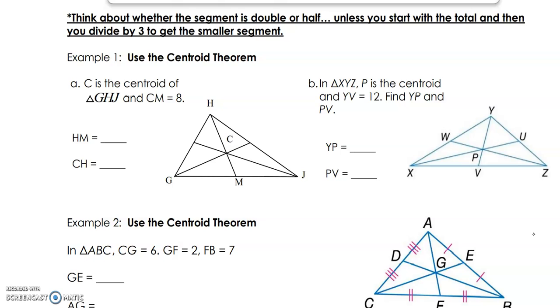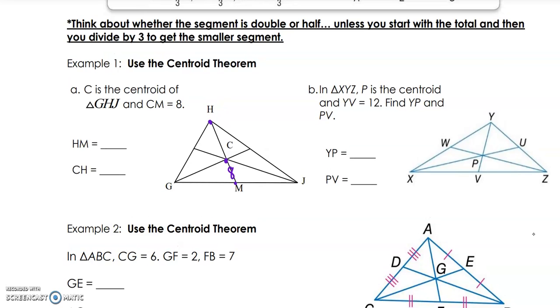So for example, if CM is 8, I want you to look at this segment here, HM, which is what 8 is a part of. And so from here to here is 8, and it's the smaller. We can see it's the smaller segment. So if you think about it, would you cut that in half to get this one? No. You'd probably double it because it's longer. So this is 8, we would double it.